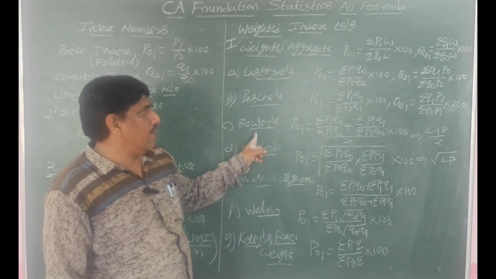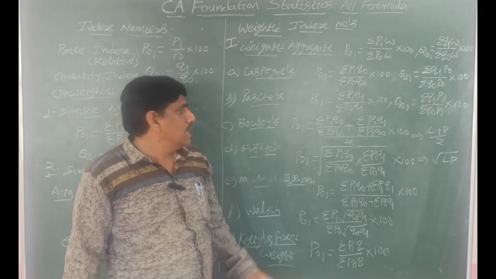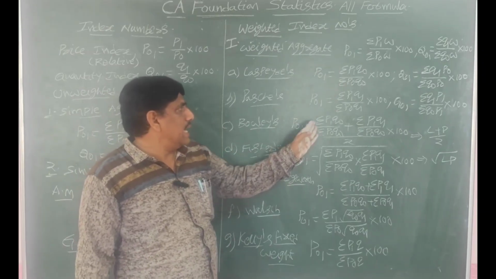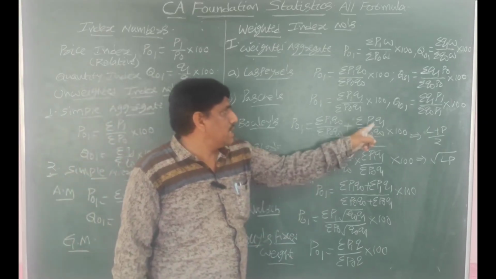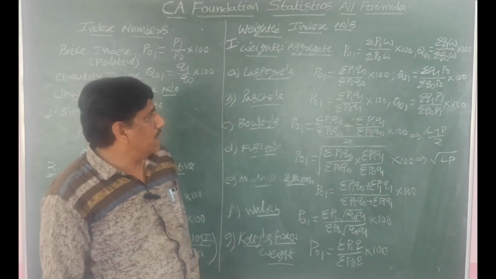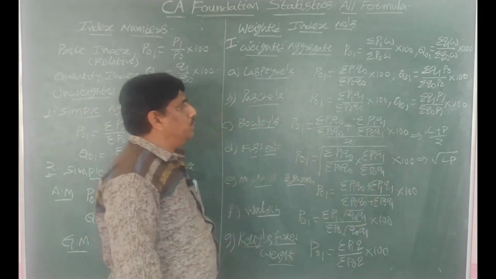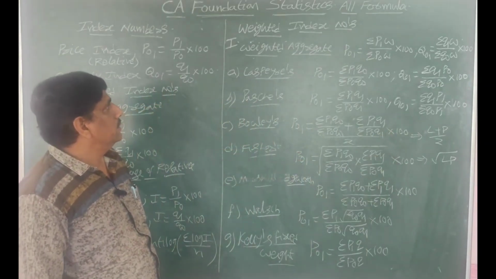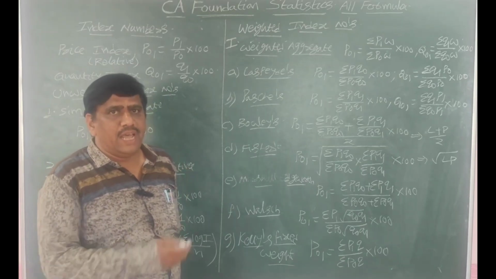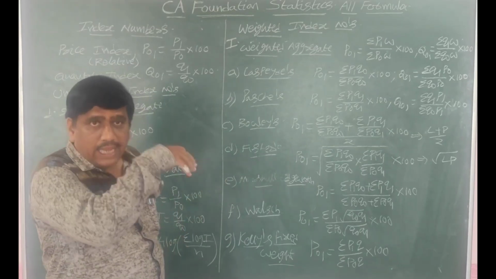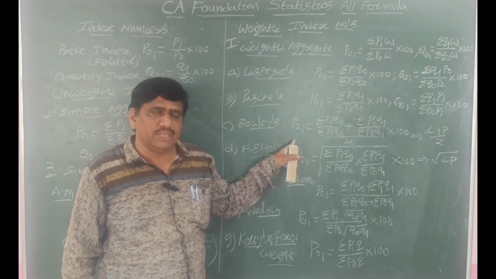Now coming to Bowley's formula. Bowley is nothing but the AM of Laspeyres and Paasche index. So the Bowley formula is Laspeyres, summation P1 Q0 by summation P0 Q0, plus Paasche, summation P1 Q1 by summation P0 Q1, divided by 2, into 100. Okay. L plus P by 2 simply. If the Laspeyres and Paasche values are known, L plus P by 2 is the formula for Bowley. And I am writing here only the price index formula.